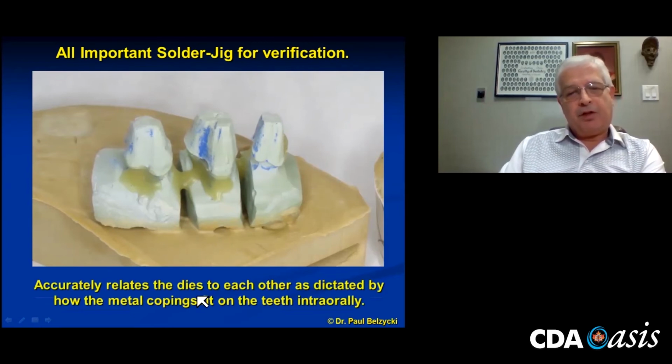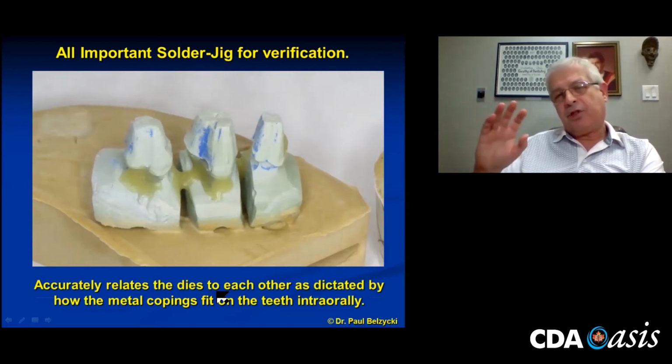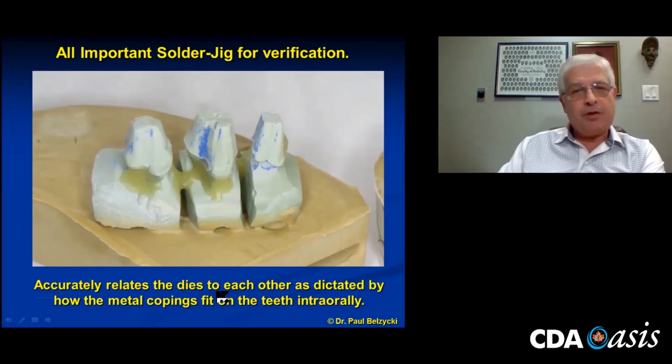So a verification jig accurately relates the dies to each other as dictated by how the metal copings fit on the teeth intraorally. So whatever they do after their soldering and porcelain processing, if it doesn't fit this accurately, it won't fit the teeth.